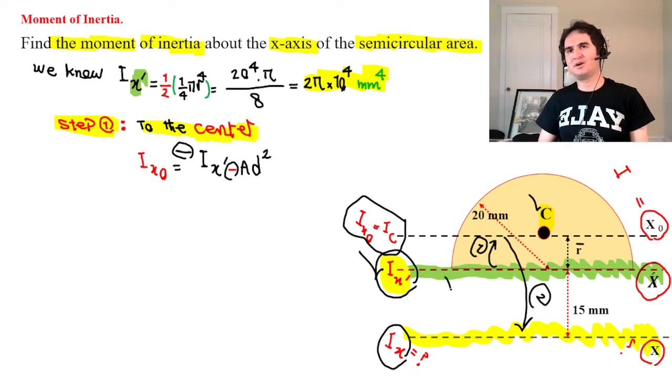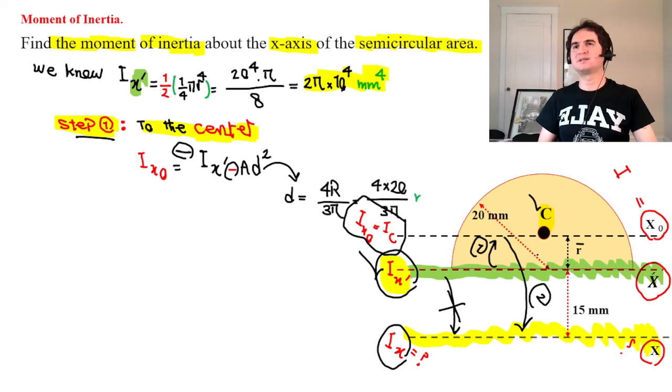And this is not permitted. In that case, in step one, we go to the center, from Ix prime, which is known to me, to the centroid of my semicircle, and from any other axis to home, it's a loss, a negative, and it's Ix prime minus A d squared. So let's see how that goes.